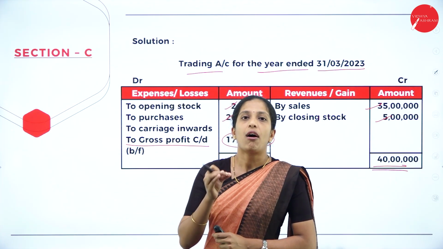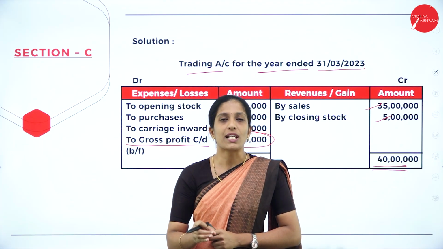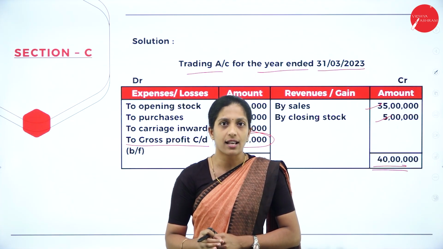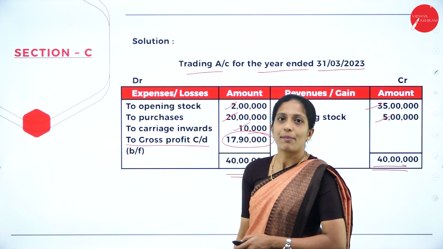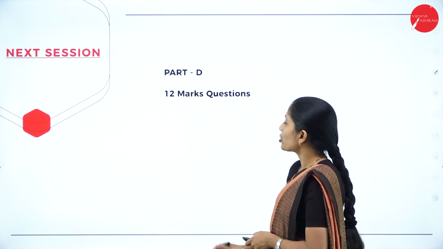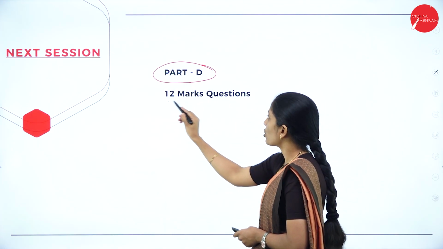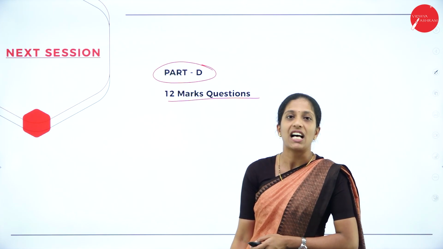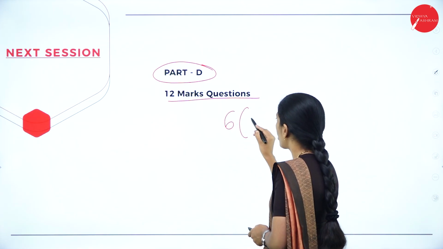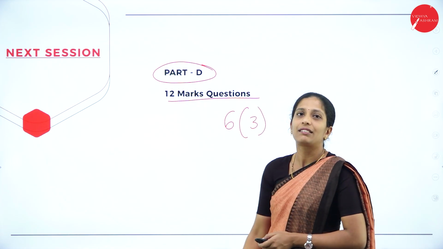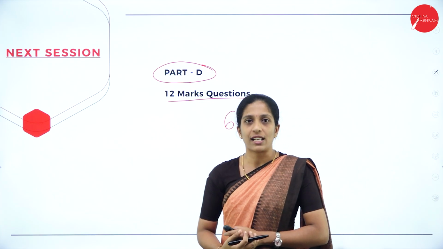So, overall, out of 5 questions, you have to answer any 3 questions. So, the total weightage of this section will be 18. That is 6 into 3, 18 marks. So, hope you are clear about section C. So, in my next session, we shall discuss part D. Okay. So, that is all your 12 marks questions what they have asked in your model question paper, where 6 questions will be asked, out of which you are going to answer only 3 questions. Okay, so let us see what are the questions they have asked in your model question paper.